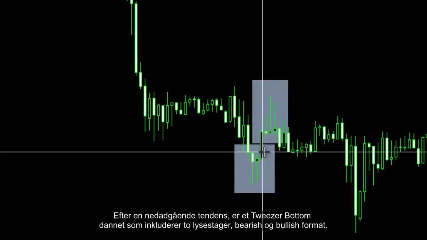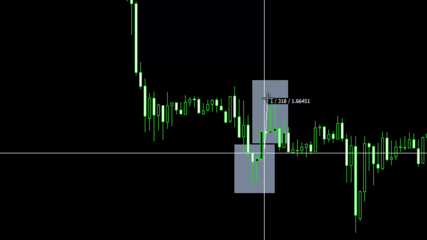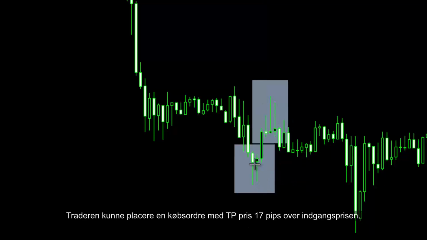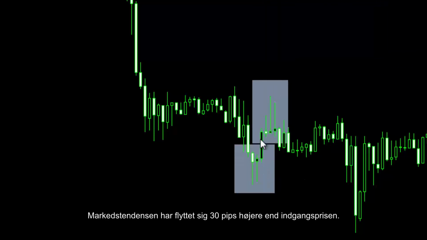After a downward trend, a tweezers bottom has formed that includes two same candlesticks, bearish and bullish format. A trader could place a buy order with TP price 17 pips over the entry price. Market trend has moved 30 pips higher than the entry price.